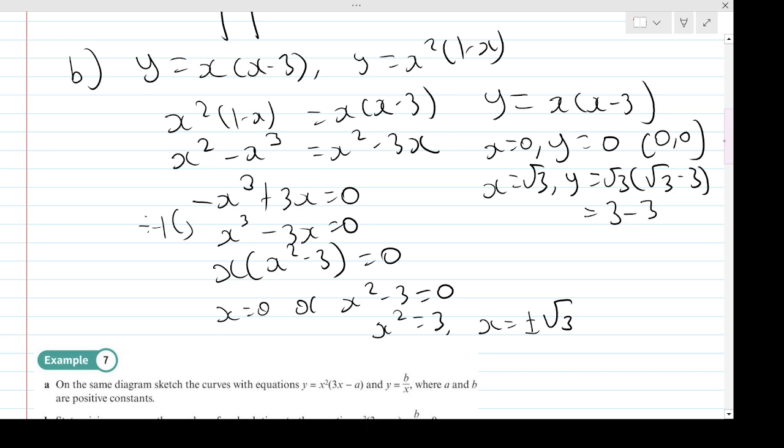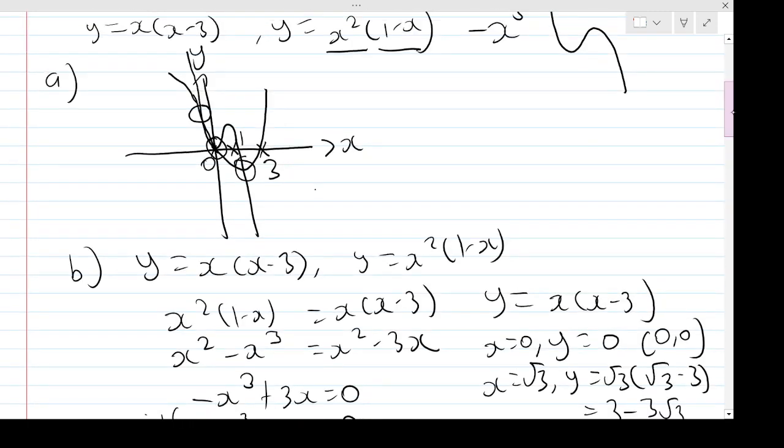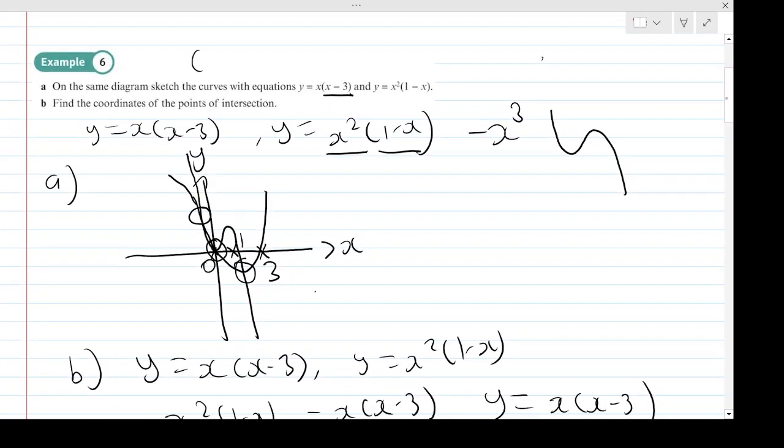And then minus 3 lots of root 3. And yeah, there's nothing more we can do there. So the coordinate that gives us, when x is root 3, y is 3 minus 3 root 3. Now, as for giving it as a decimal, it doesn't say to round your answer to anything.